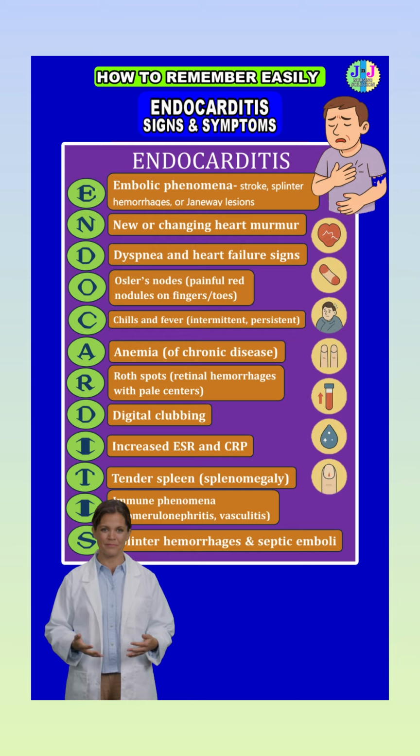systemic embolization. So, to sum it up, endocarditis helps us remember that this condition affects not only the heart valves, but also produces widespread immune and embolic effects throughout the body. Always think of fever, new murmur, and peripheral stigmata as key clues. Early recognition and prompt treatment can save the patient's heart and their life.